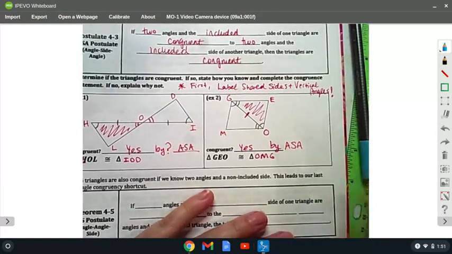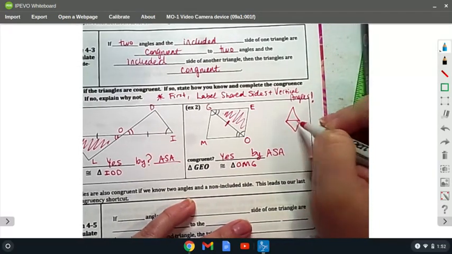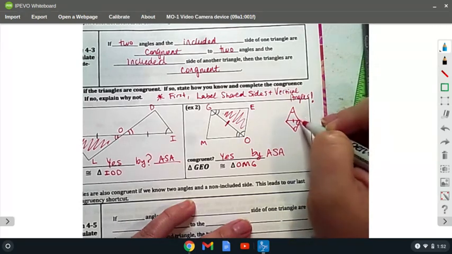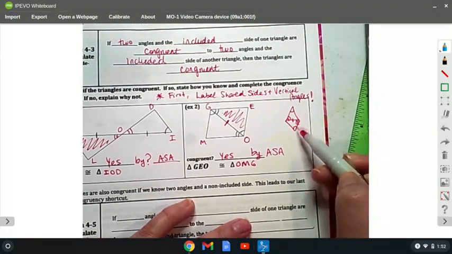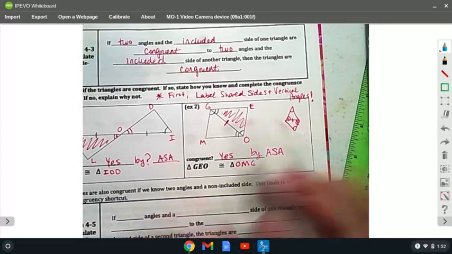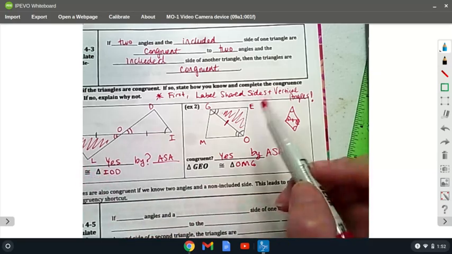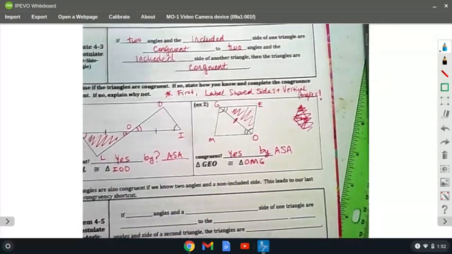So something that couldn't possibly be angle, side, angle would be if I had triangles like this. This is angle, angle, side. That's not angle, side, angle. It has to be an included side. So that side needs to be between two angles. So just pay attention and be careful of that.